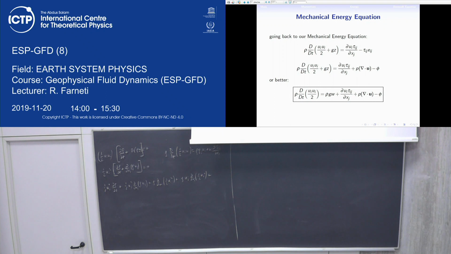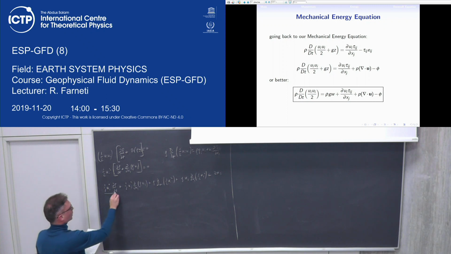Because we want to reach the solution that we like. So we take the continuity equation, we multiply by the term that is the kinetic energy, that is equal to zero, and then we take the first expression of the mechanical energy equation. So we add the two left hand side terms equals to the two right hand side terms. In this case the continuity side is zero, so the right hand side here is just going to be this one.